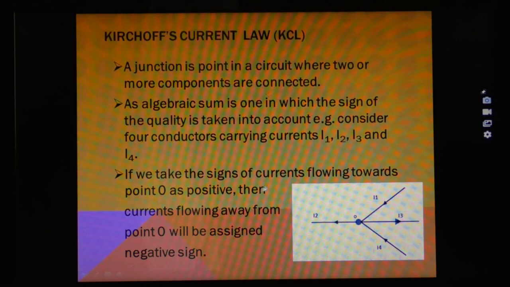If we take the signs of currents, now we come to the sign convention for the flow of currents. The sign convention for the flow of current which is moving towards O, it is taken as positive. And the currents which are moving away from the point O, that is the junction, are assigned a negative sign.